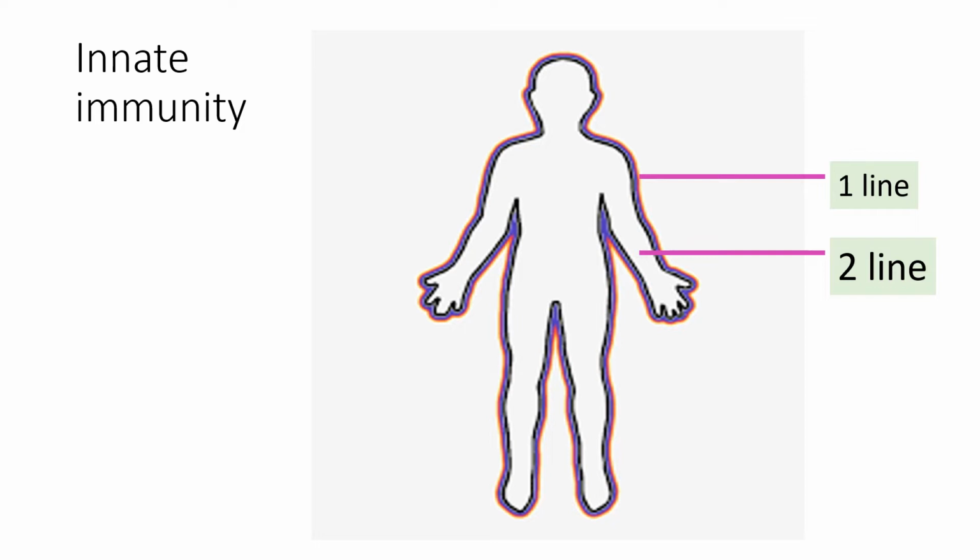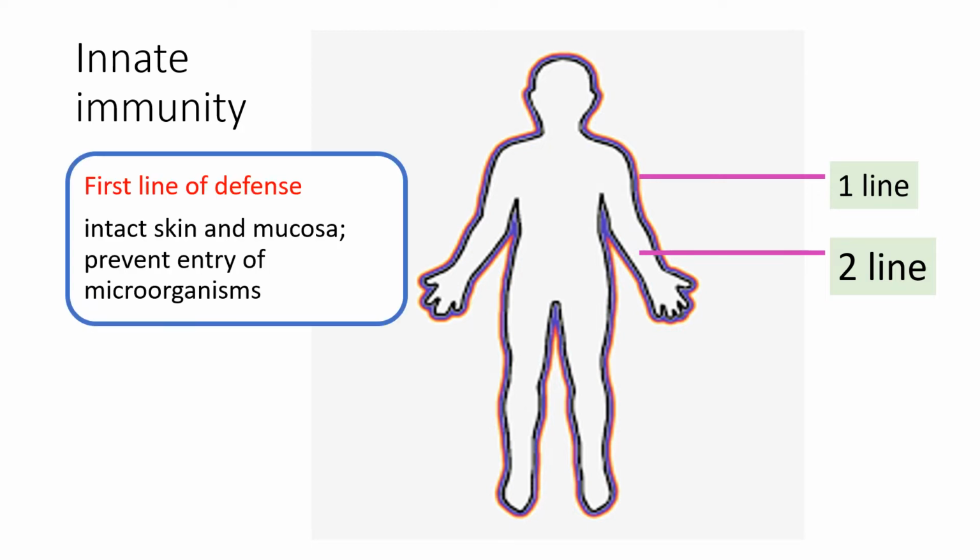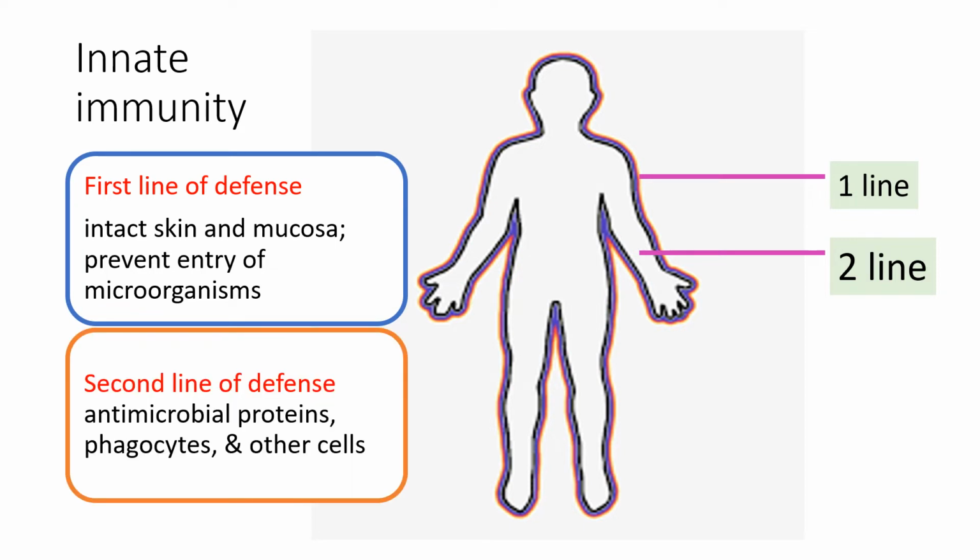Now, a very sensible or desirable way of protecting the body from the pathogen would be to prevent them from entering the body by some barrier method. So, if we talk about these barrier methods, these barriers form the first line of defense. It may be the intact skin and the mucosa, which prevent the entry of the organism. And once the organism has entered and overcome these barriers, it is confronted by the second line of defense, which is formed by antimicrobial proteins, the phagocytes, and the other cells.